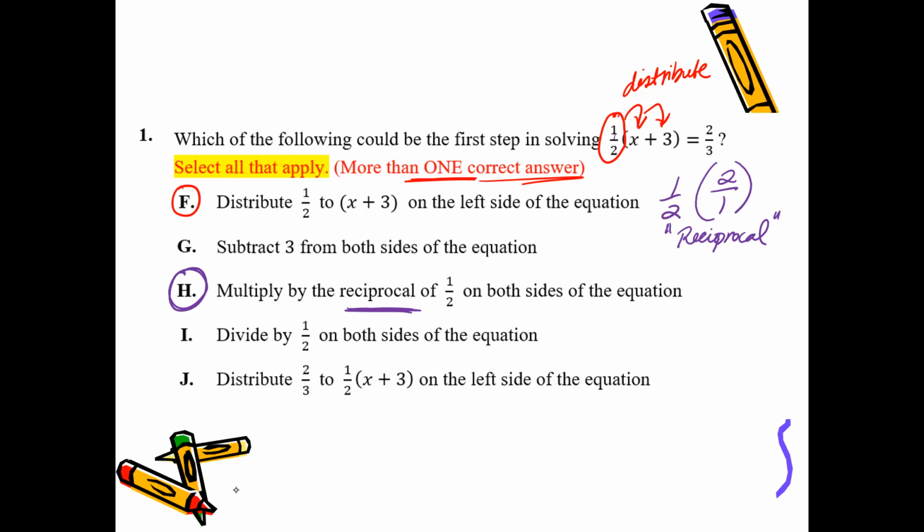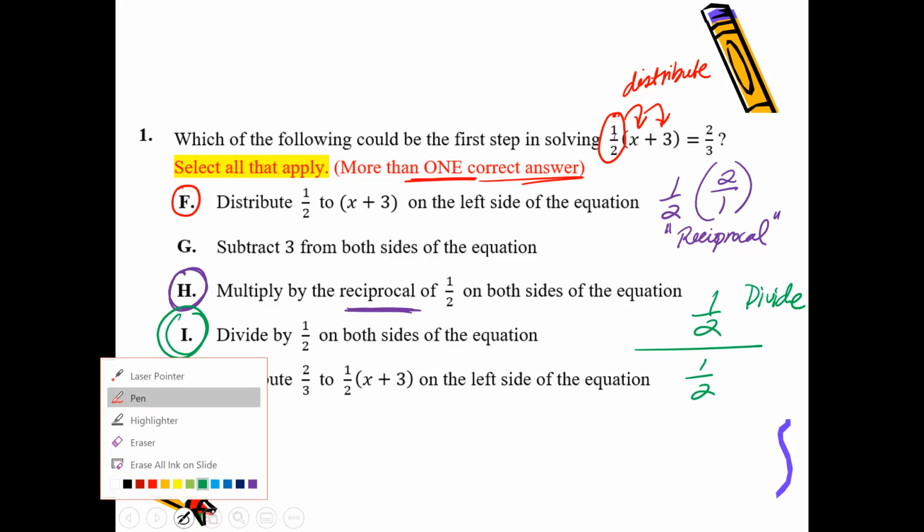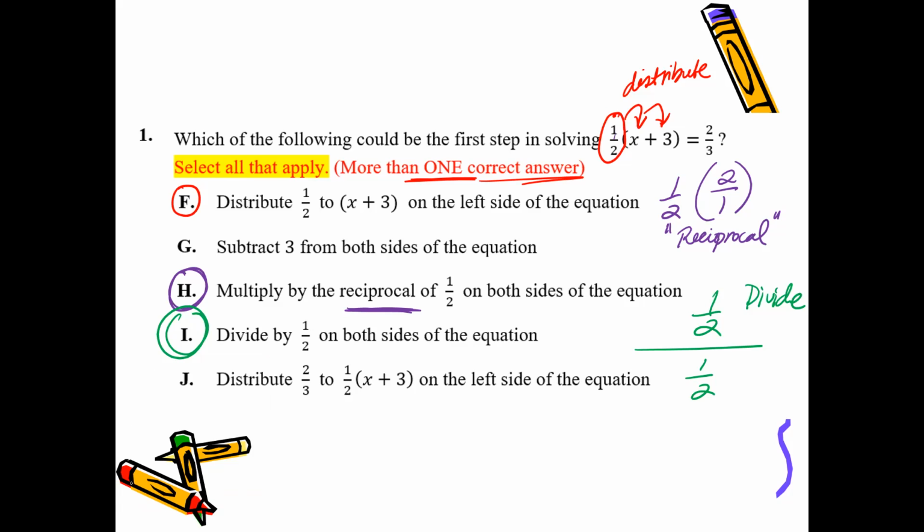Now, a third thing that you can do, if you want to get rid of the 1/2, is divide by 1/2 as well. So that's another thing that you can do. And which one says divide? Divide by 1/2 on both sides of the equation. So in this one, you actually have 3 answers that you have to select: F, H, and I.